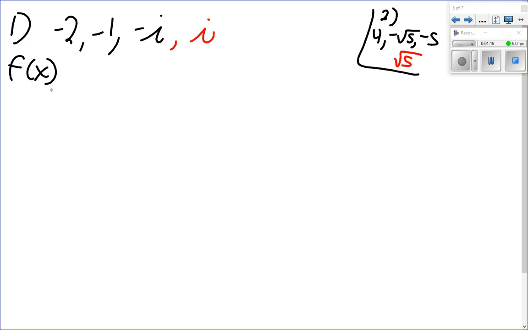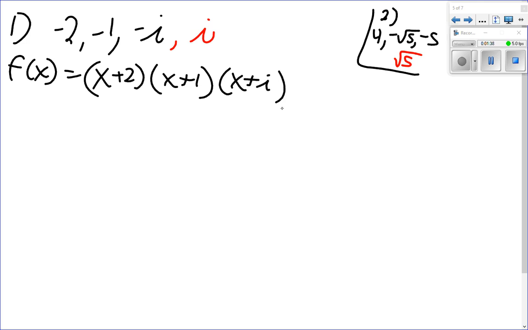if these are my solutions, I can go backwards and write the factors that they must have come from. Negative 2 must have come from x minus negative 2, which is x plus 2. Negative 1 must have come from x minus negative 1, which is x plus 1. Negative i came from x plus i, and positive i came from x minus i. You have the zeros, which usually you find by factoring the expression. We're going backwards. We have the zeros, go backwards, they must have come from these factors. And then just keep going backwards.